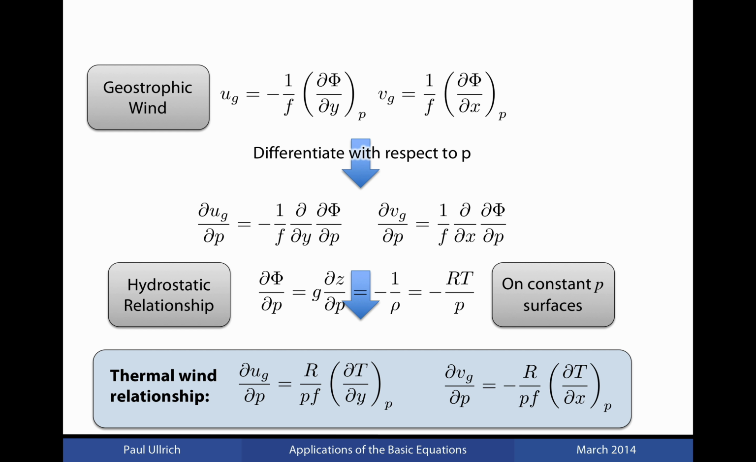We can then apply the hydrostatic relationship in pressure coordinates, which allows us to write the derivative of the geopotential height field with respect to p as simply -RT/p. This holds on constant pressure surfaces. Then, applying this to our second line of equations, we end up with what is known as the thermal wind relationship, which is a relationship between the vertical wind shear, that is how the geostrophic wind changes with altitude, and horizontal temperature gradients. You'll notice that these two are directly proportional to one another up to a constant given by R/pf.